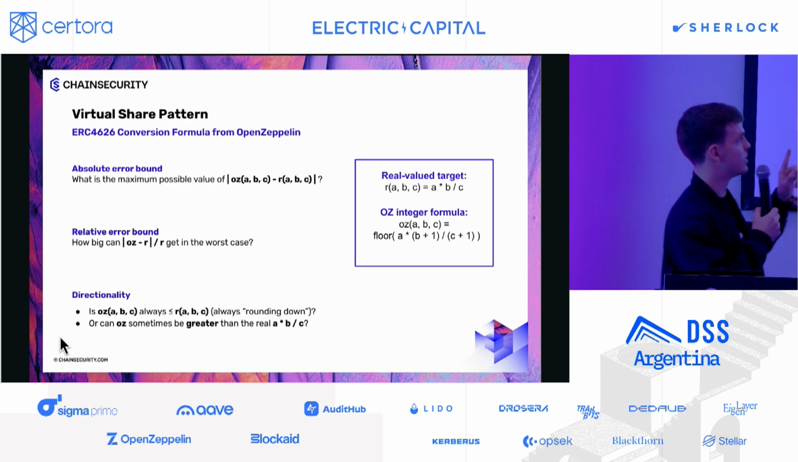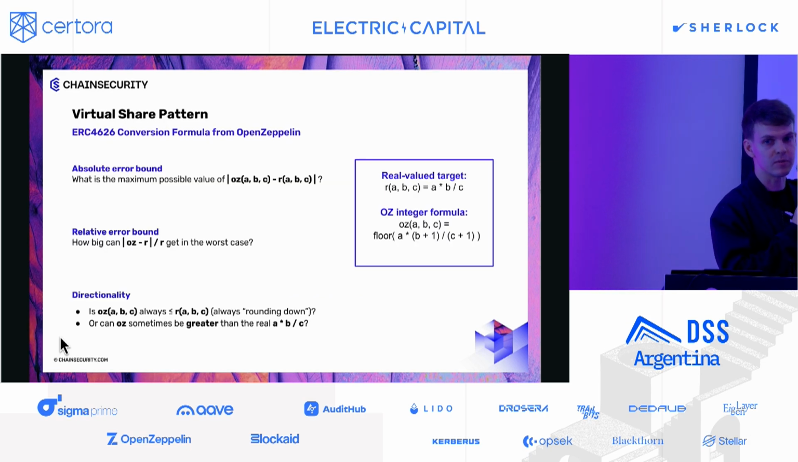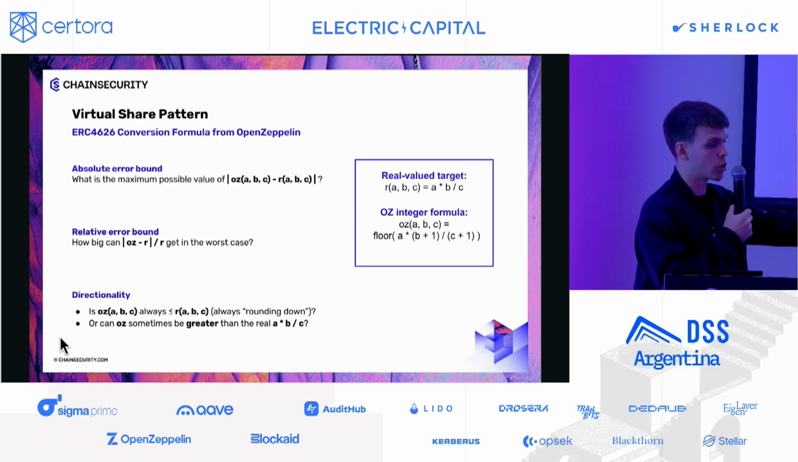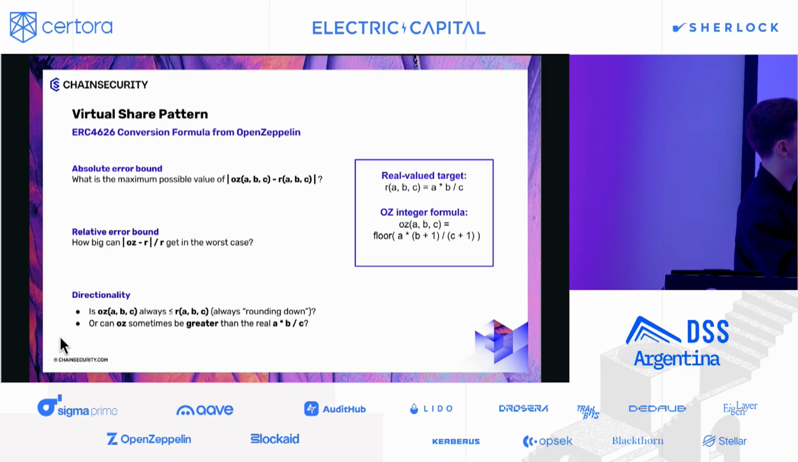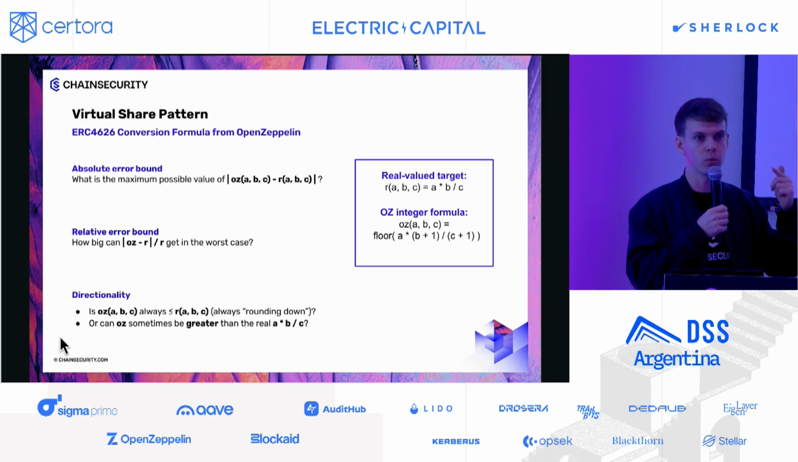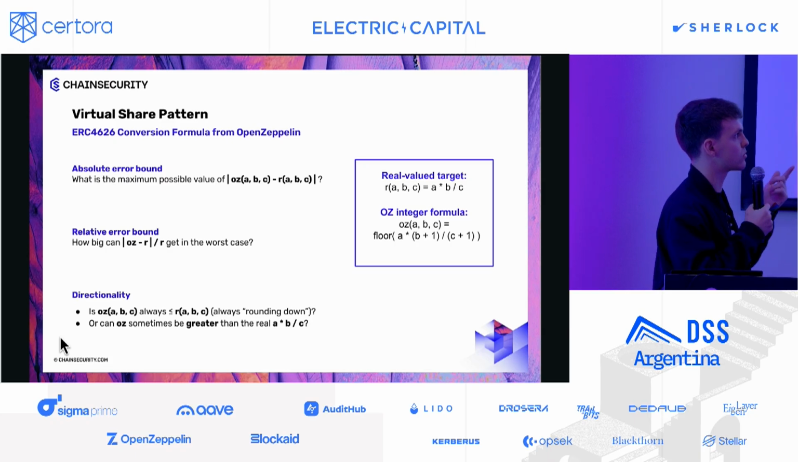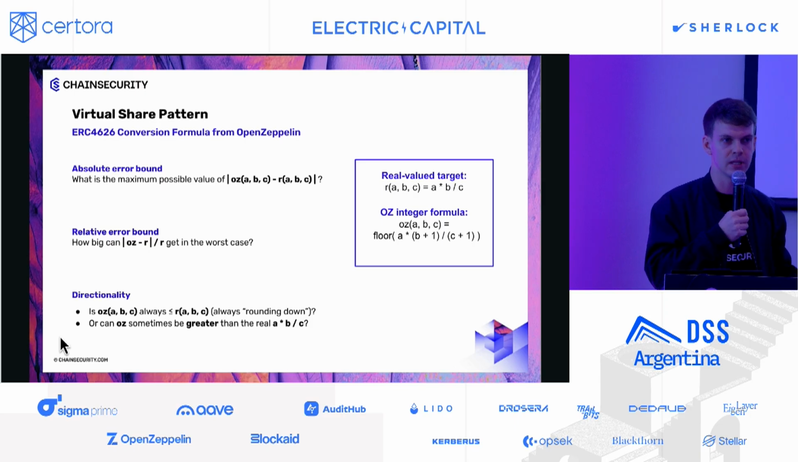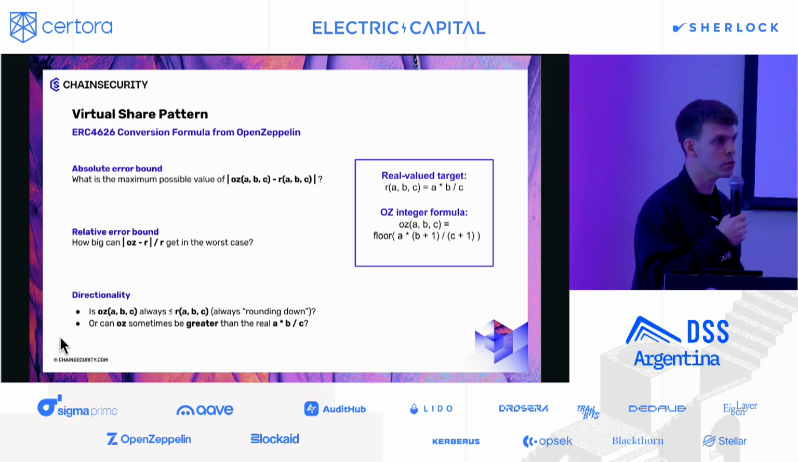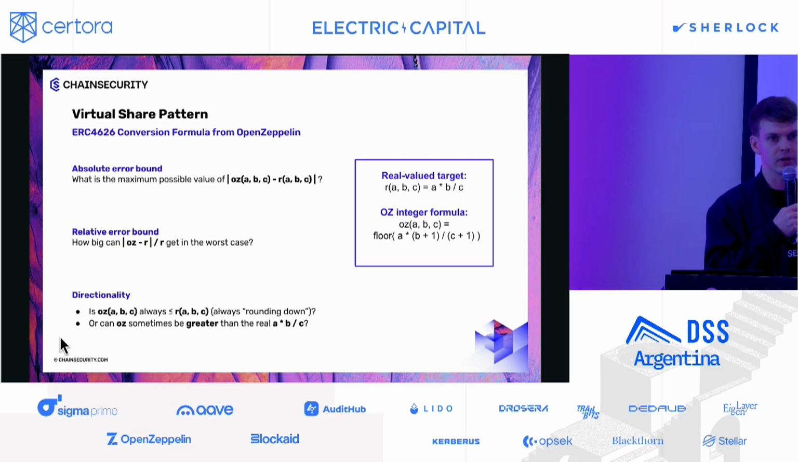So the goal is going to be to compare the real value target of A times B divided by C compared to the OpenZeppelin formula with integer. So what we would have on-chain against what we would have if we just think of a 4626 vault. We usually have in mind this simple formula of A times B divided by C. We have a share of the vault. That's what we own, and that's it. But that's not actually what's happening on-chain.